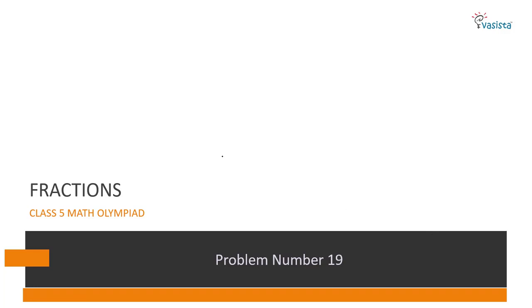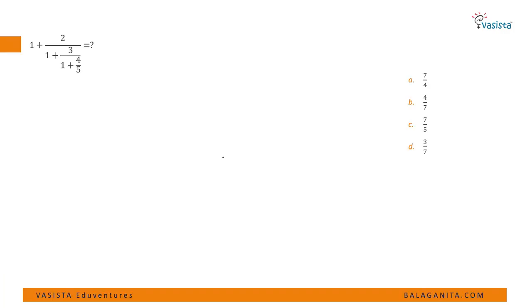Fine, let us go with problem number 19. Here we need to simplify 1 plus 2 divided by 1 plus 3 divided by 1 plus 4 divided by 5. To simplify this, first we need to solve this one.